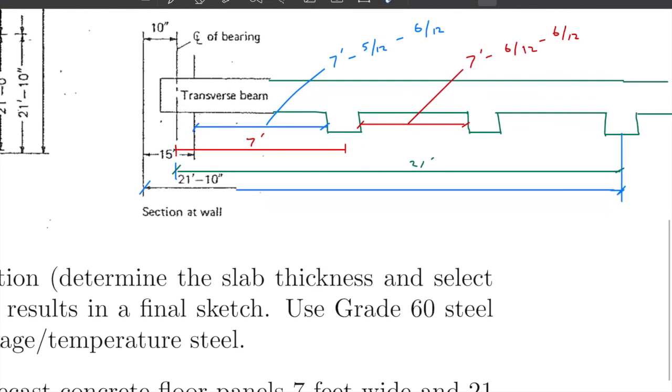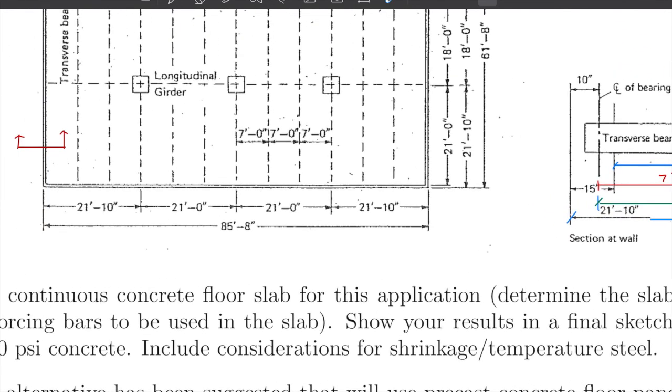And so they give you 21'10". The 21'10" is from the outside of the wall to the center line of this beam over here, right? So if you look at this right here, it's going from 21'10" outside of the wall to the center line of this interior beam right here, okay?